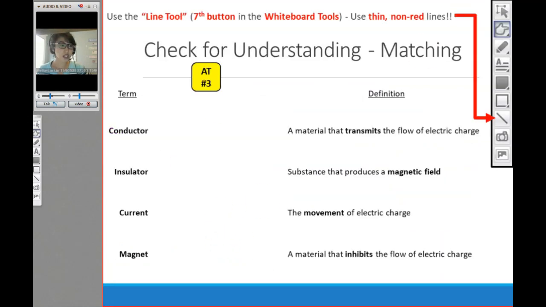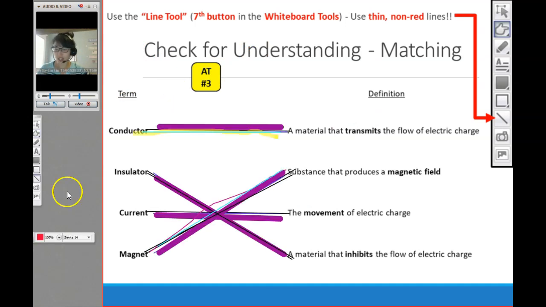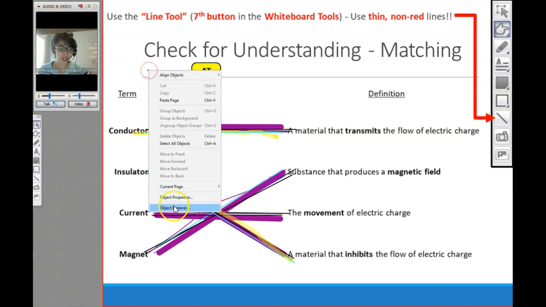Okay, let's go ahead and match these up. Use your whiteboard tools. Match them up on the whiteboard. We got conductor, insulators, current, and magnet. All right, can I give you about 10 more seconds? Let's see who I've got on the board.